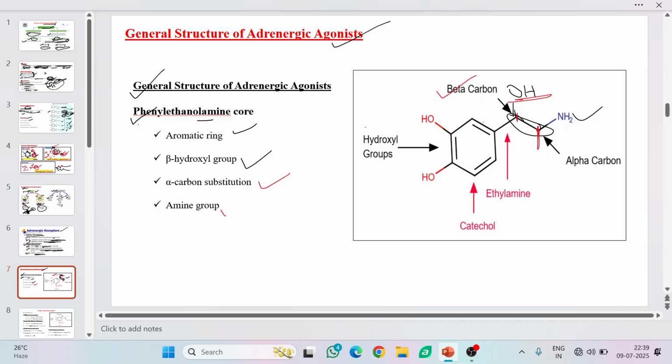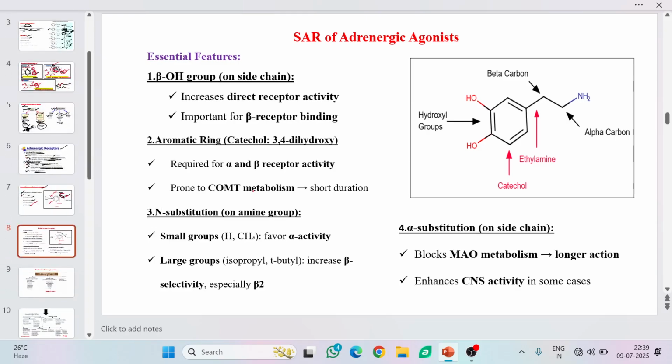Then the amine group. This amine is also important. So this is a basic moiety, a basic structure. This is catechol with these hydroxy groups. This is ethylamine, ethyl with this amine, so the ethylamine side chain. So this is the general structure.